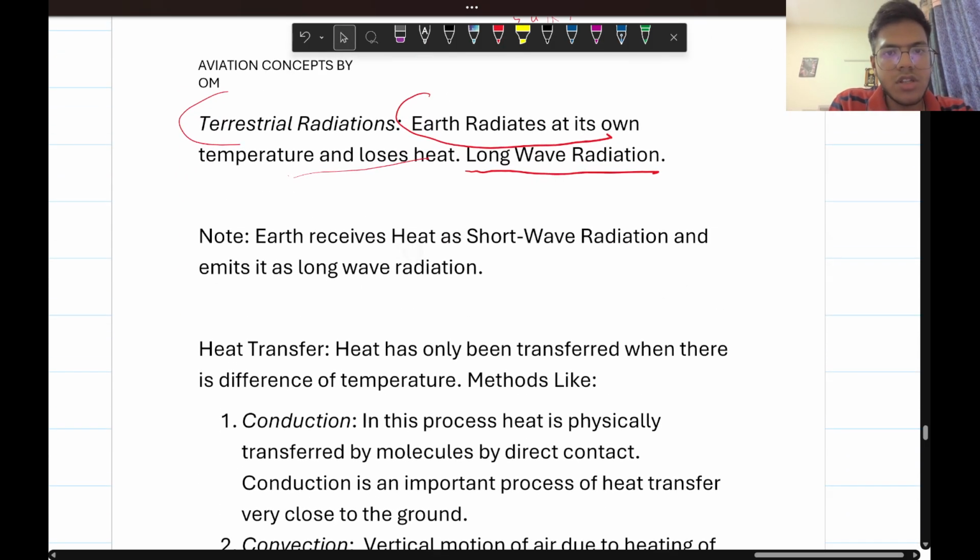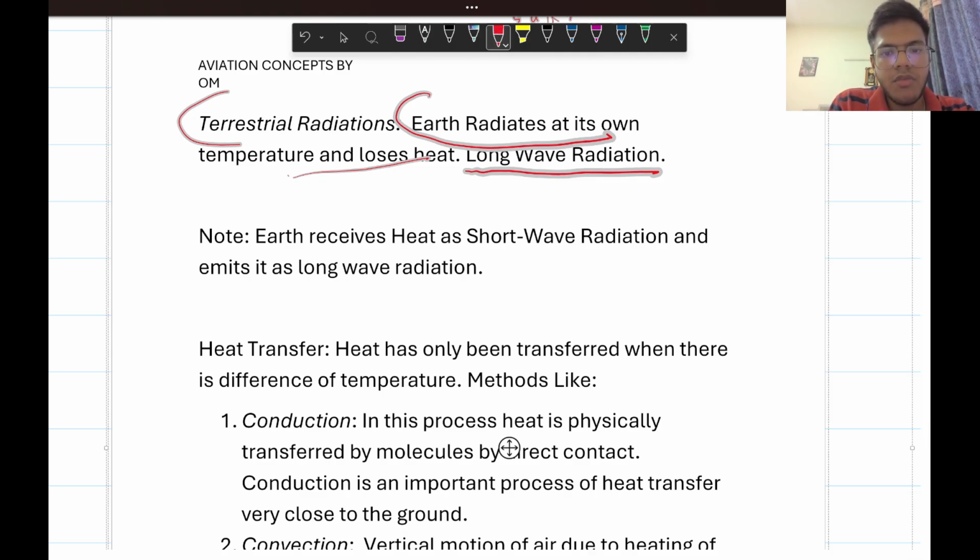Now guys, what this note says: earth receives heat as short wave radiations. What is a short wave?